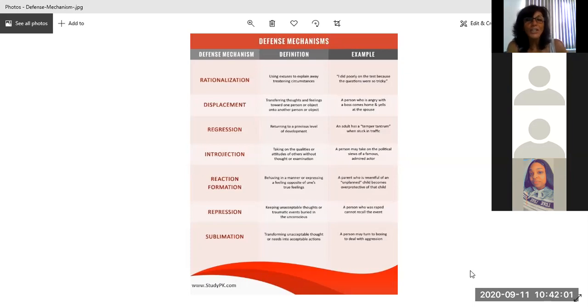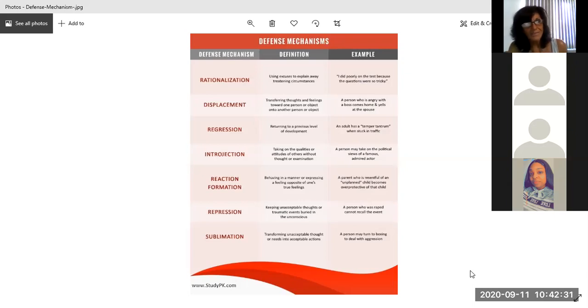Reaction formation is like being passive aggressive. When you think of reaction formation, just think of passive aggressiveness. So I really don't care for you and I'm mad at you because of what you did last week. But instead of saying that, I'm just going to be like, oh no, I love you, honey. You're the best. But meanwhile, I'm really pissed. Okay. So you're behaving the opposite of how you really feel and not being honest about your feelings.